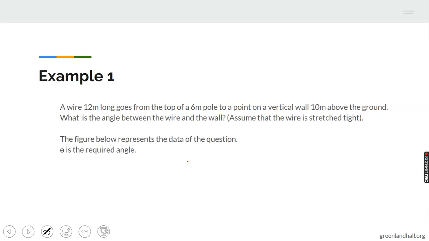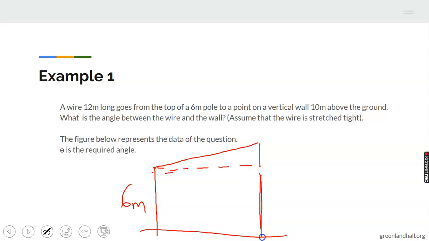Now, example 1. Example 1 is saying that a wire 12 meters long goes from the top of a 6-meter pole. This is your pole. This pole is 6 meters. Then the wire goes like this. Then this is the ground level. Now, we were told that the wire is 12 meters, going to a vertical point with a wall of 10 meters above the ground. Here is the wall, and this wall is 10 meters above the ground. This is the ground.